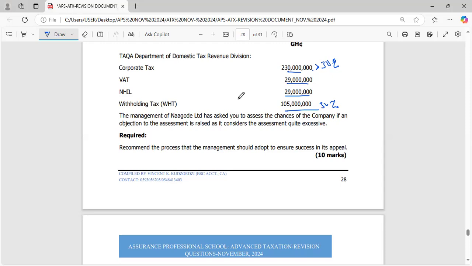So while you are revising, even if you don't read the whole book, just take your summary notes. If you know the principle, there's no question you cannot answer. Even if the question is theory, you need the principle to answer. If the question is computation, you need the principle to answer the question. So taxation is all about principles. It's all about principles.